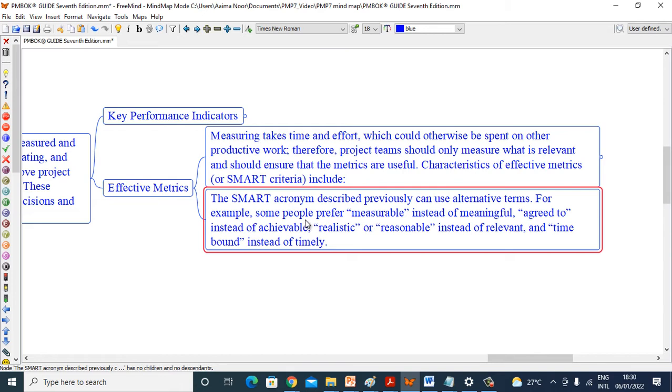The SMART acronym described previously can use alternative terms. For example, some people prefer measurable instead of meaningful, agreed to instead of achievable, realistic or reasonable instead of relevant, and time-bound instead of timely.